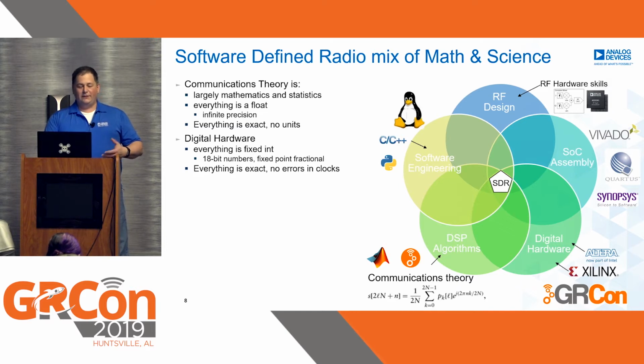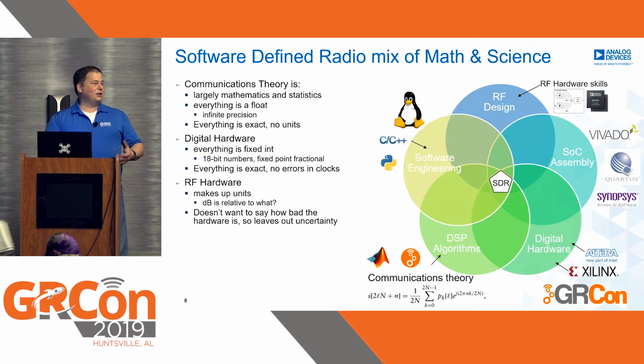Digital hardware, everything is a fixed int. There can be weird numbers or weird formats, fixed point fractionals. You can have concepts in your digital logic which are 4.5 bits. And everything is exact because there's no error in your clock. When you get a clock, that's one clock cycle.